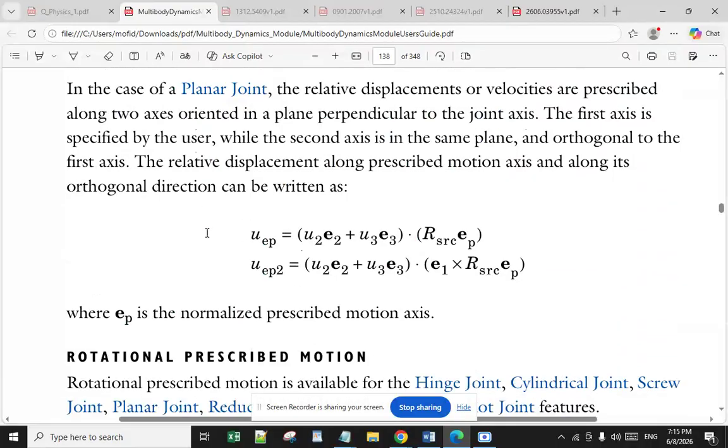In the case of the planar joint, the relative displacements or velocities are prescribed along two axes oriented in a plane perpendicular to the joint axis. The first axis is specified by the user, while the second axis is in the same plane and orthogonal to the first axis. The relative displacement along the prescribed motion axis and along its orthogonal direction can be written as UAP is equal to U2 E2 plus U3 E3 multiplied by R source multiplied by EAP. UAP2 is equal to U2 E2 plus U3 E3 multiplied by E1 multiplied by R source EAP, where EAP is the normalized prescribed motion axis.